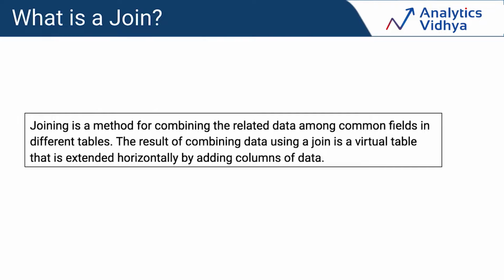So, what do we mean by a join? Let's put a formal definition to it. Joining essentially is a method for combining the related data among common fields in different tables. The result of combining data using a join is a virtual table, as you'll soon see, that is extended horizontally by adding columns of data. Don't worry, we'll understand this using a very intuitive example in a moment.